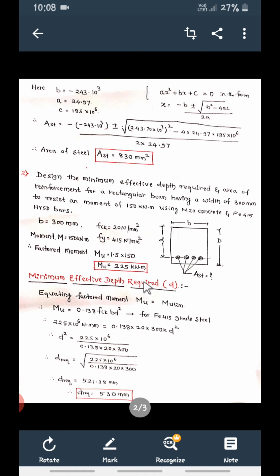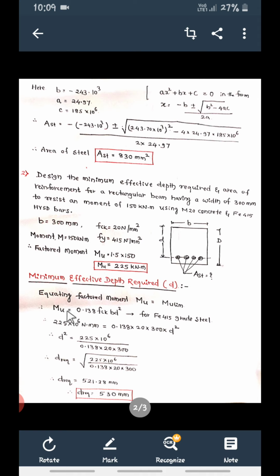So the grade of steel is 415. For Fe 415, what is Mu limit? 0.138 fck bd square. So this Mu, the factored moment, is equated to Mu limit. For Fe 415 grade steel, Mu limit is 0.138 fck bd square.